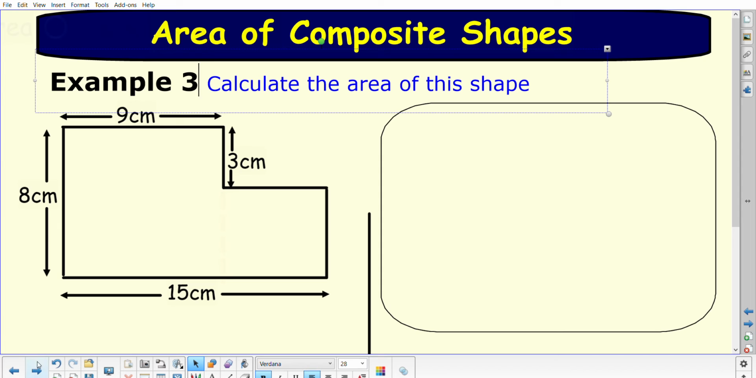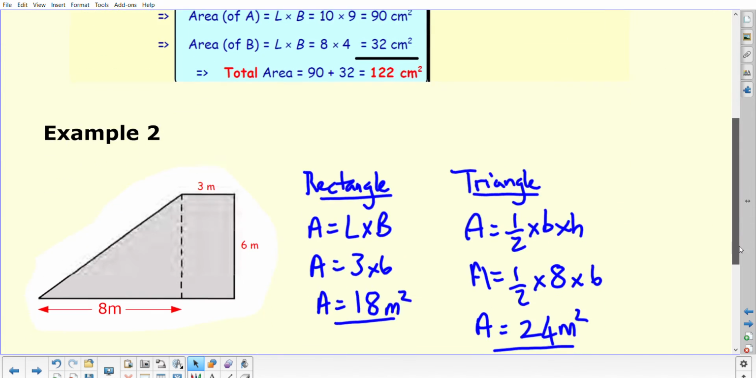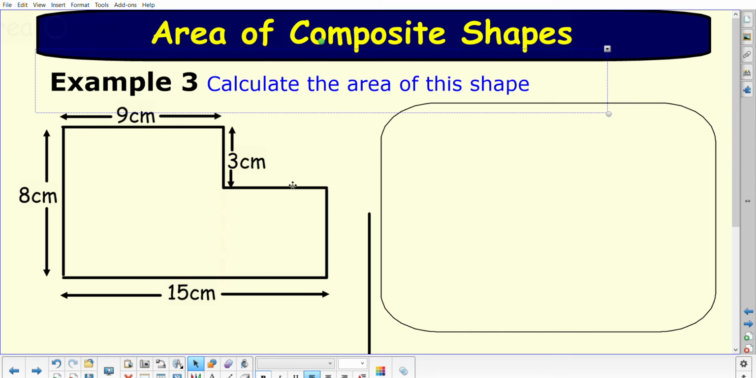So this second one here, actually this should be the third example. We had 1, that was example 2, so this is actually example 3. You can clearly see here that it's basically a kind of L shape, and we're looking to find the area of this. So we want to draw in an internal line so that we can divide the shape up into rectangles. Now you can do that by perhaps adding in a line there.